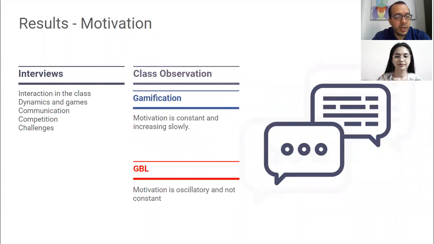In the interviews, students highlighted the interaction in the class, dynamics and games, communication, competition, and challenges. Regarding class observation, in gamification, motivation is constant and increasing slowly. In GBL, motivation is oscillatory and not constant.